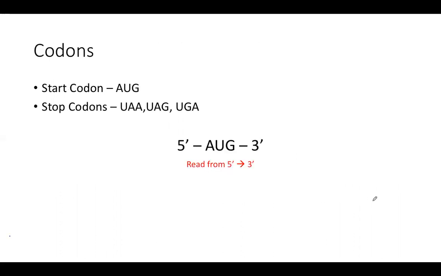So just a quick review on how to read codons. You're going to read from the 5' to 3' direction. So we say the start codon is AUG, you're reading from 5' to 3'. Same with the stop codons, UAA, UAG, and UGA.